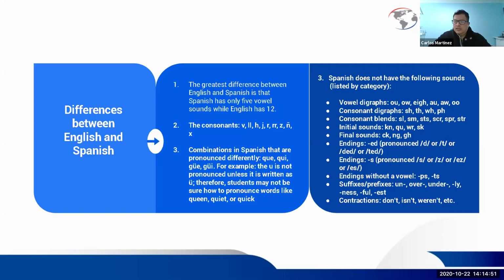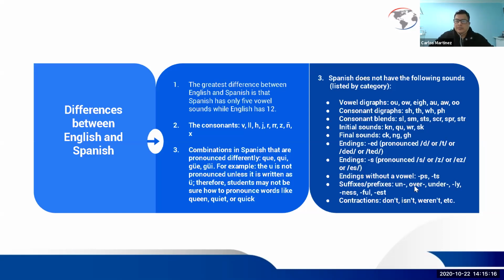In Spanish, we don't have this problem because we just pronounce the letters that we see. Endings without vowels, like tops or stacks, these sounds don't exist in Spanish. Suffixes and prefixes do exist in Spanish, but these have different meaning. Normally, a suffix goes at the end of the word, and a prefix goes at the beginning of the word.